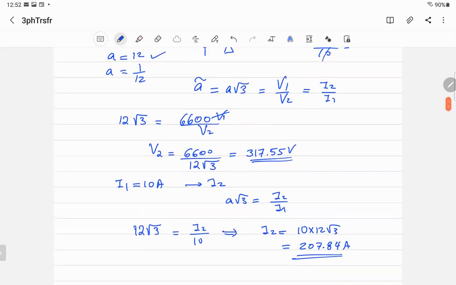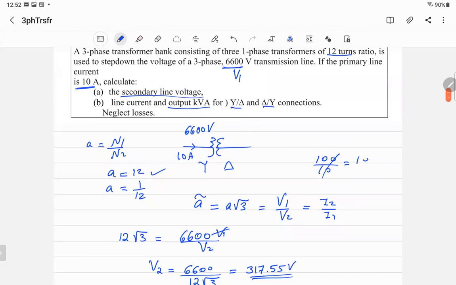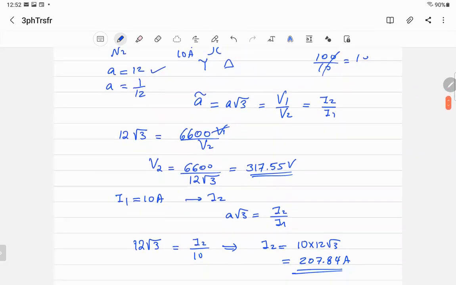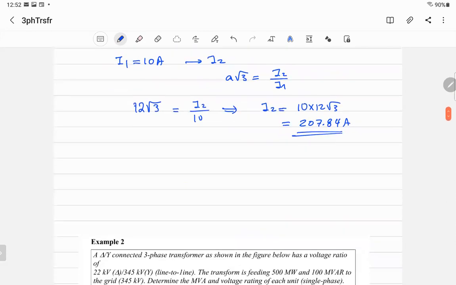Very simple. So what are the other questions? Find the output kVA, the output apparent power. How do you find the apparent power? S, if you know S in general, S in three phase. How do you find S in three phase? Yeah, we did that the first thing. S, anybody know apparent power?